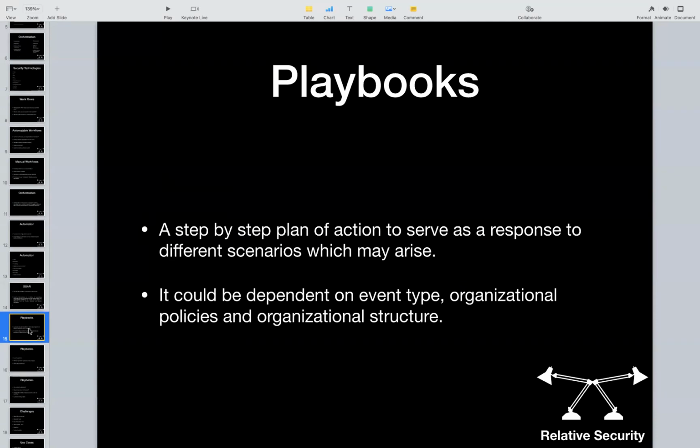For example, if there is a DDoS attack happening, maybe your organizational policy is to just ignore it because you cannot do anything. Maybe another organization says, no, we can't do anything, but at the minimum we can block the IP.